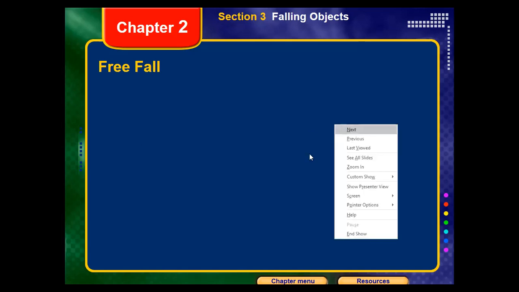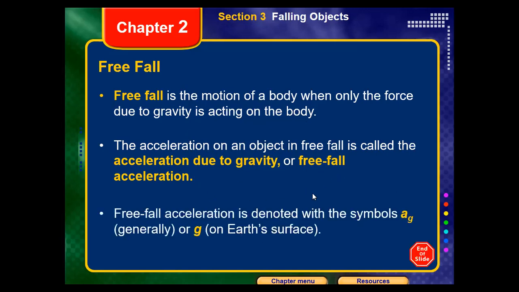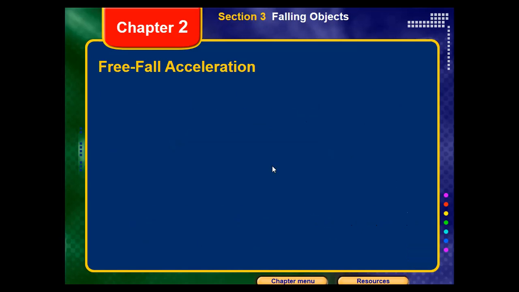Okay, so free fall is the motion of a body when only the force due to gravity is acting on the body, with no air resistance. The acceleration of an object in free fall is called the acceleration due to gravity, which is 9.8 meters per second squared, or free fall acceleration. It is denoted with the symbol g, generally g on Earth's surface. Let's watch the following video.